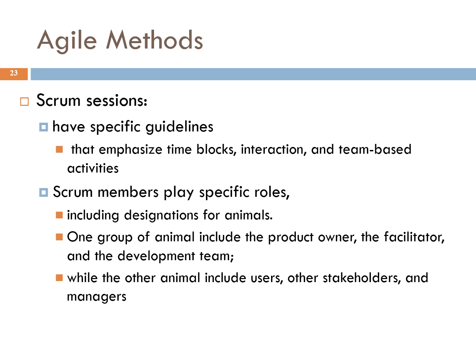The members of the Scrum discussion, or the Scrum team, will play specific roles, including sometimes being designated as animals. One group of animals will, for example, include the product owner, facilitator, and development team, and the other animal group will include the user, the stakeholder, and managers. So they will argue, they will discuss, to get an understanding towards building the new system.